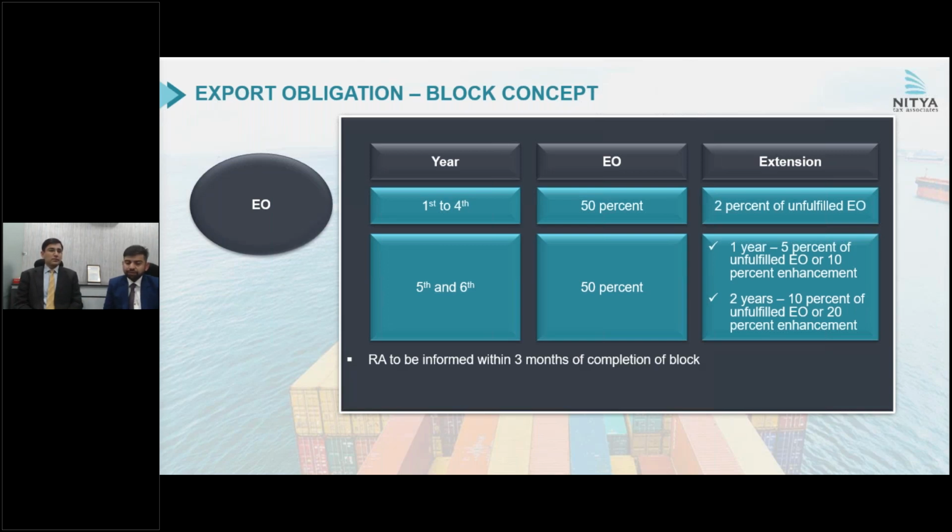The important thing is that after completing each block, the RA, the Regional Authority, must be informed within 3 months after the completion of the block. And if you want an extension for this 1 year and 2 year, then the same must be requested to the RA before 90 days of the EO period, which is the export obligation period.